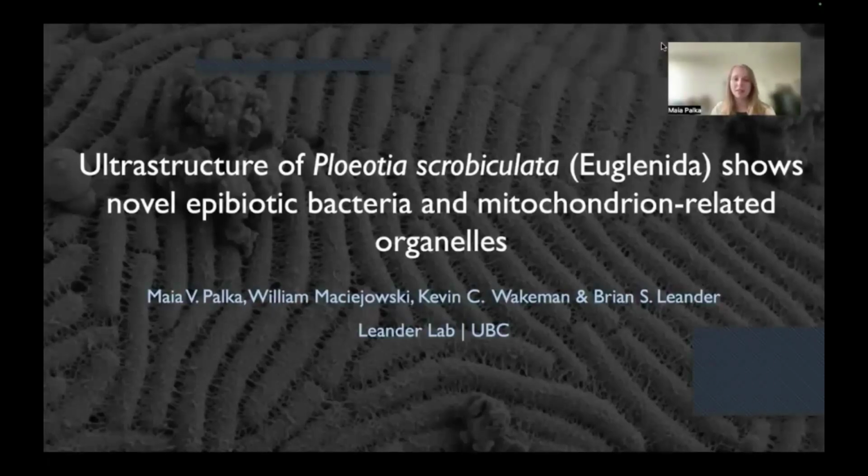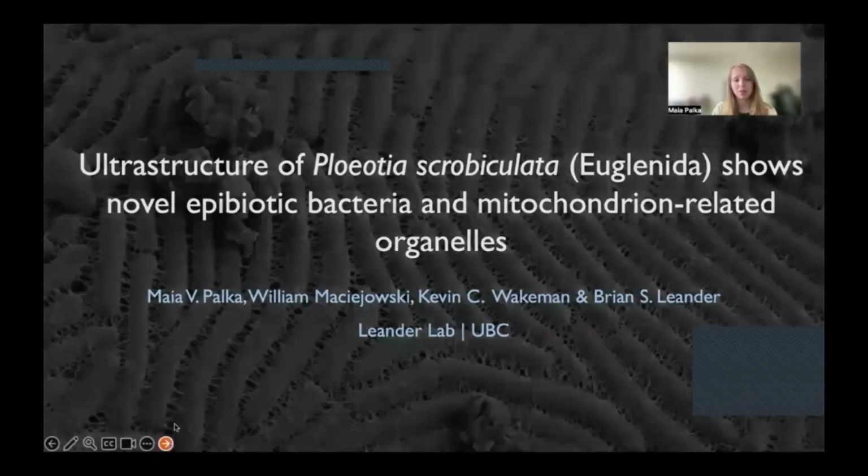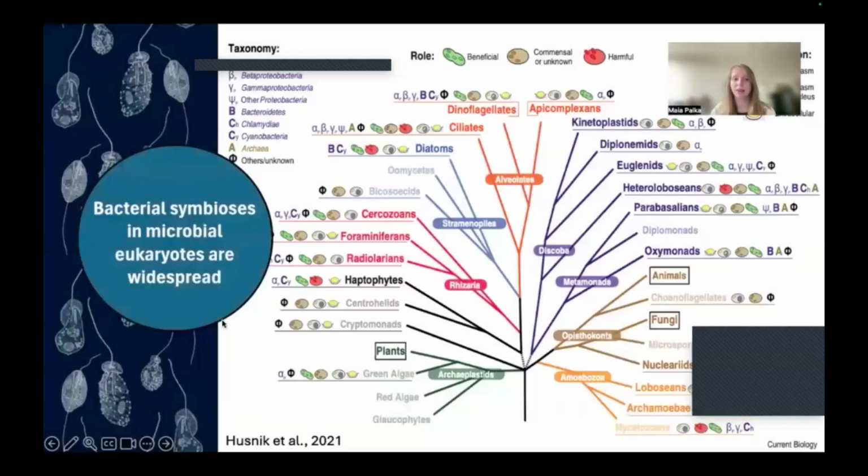So today I'm going to tell you a little bit about a really cool and charismatic protist or microbial eukaryote that possesses epibiotic bacteria and mitochondrial-related organelles. But before I tell you about Pleiosaurus cubiculata, I think we should introduce bacterial symbioses as a whole. Bacterial symbioses are incredibly widespread in microbial eukaryotes. On the side here, you can see a tree of eukaryotes, which includes all of the major groups, including plants, animals, fungi, and all of the major groups of protists.